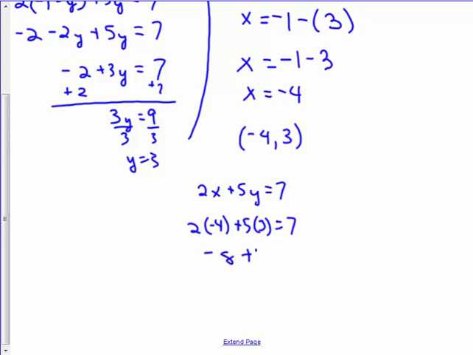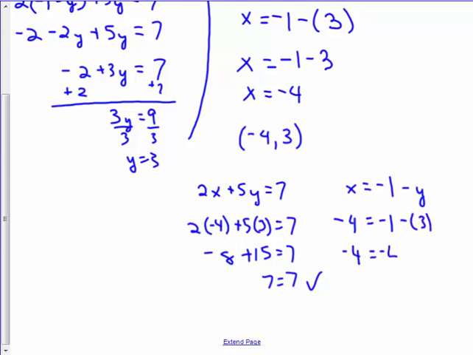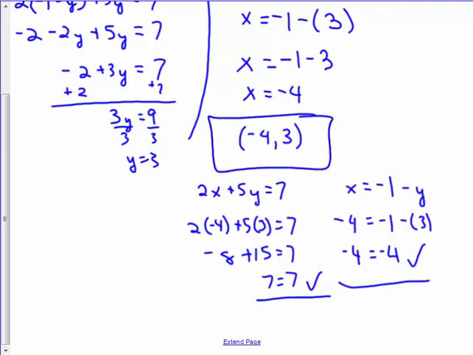So I get negative 8 plus 15 equals 7, so I get 7 equals 7. That is true, so it works in that first equation. I'm going to do the same thing, plug it into the second equation. So I get negative 4 equals negative 4. That is true as well. Since it works in both equations, we say that negative 4, 3 is the solution.